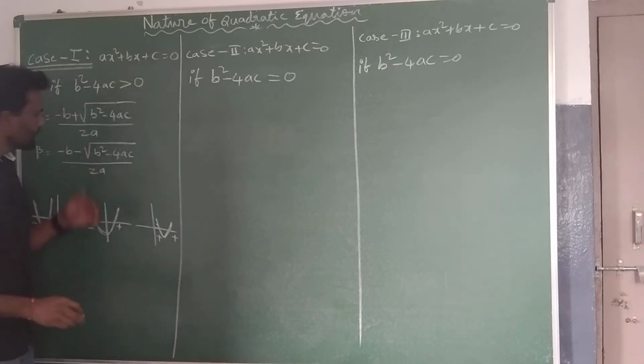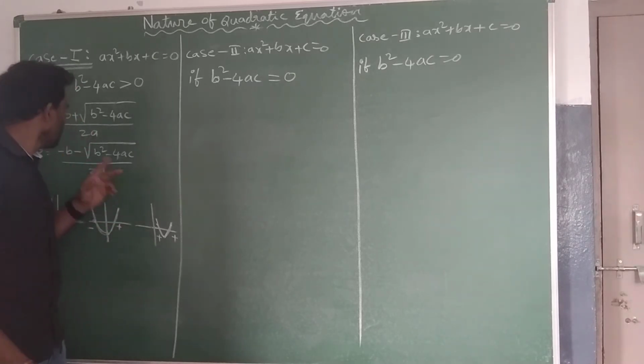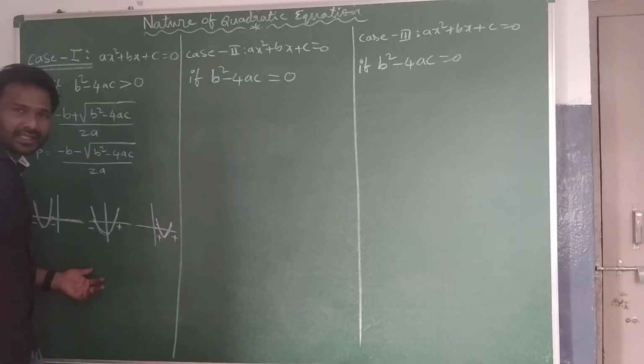Like this, if b square minus 4ac is greater than 0, we get two real roots. They are minus b plus root b square minus 4ac by 2a, and one more is minus b minus root of b square minus 4ac by 2a. So the graph will exist like this.